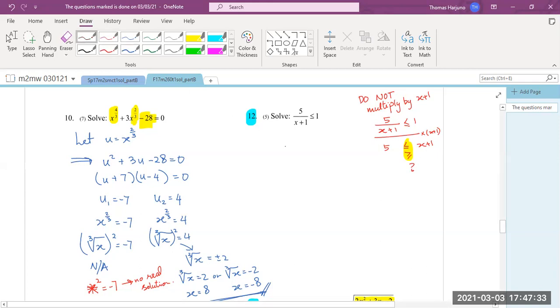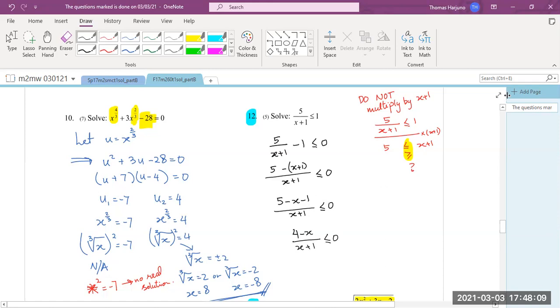The way to do that is you subtract by 1 and simplify. So basically make the other side equal to 0. Then I will do the LCD so that I can make them into one single fraction. So 5 minus x minus 1 over x plus 1 less than or equal to 0. So 4 minus x over x plus 1 less than or equal to 0.